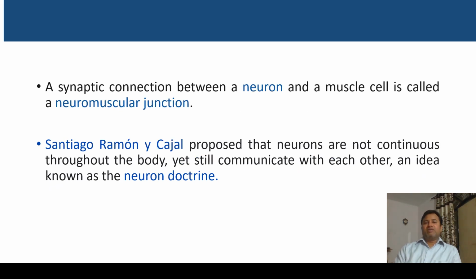Synaptic connection between neurons and muscles is called neuromuscular junction. Santiago Ramon y Cajal proposed that neurons are not continuous throughout the body, yet still communicate with each other. An idea known as neuron doctrine.